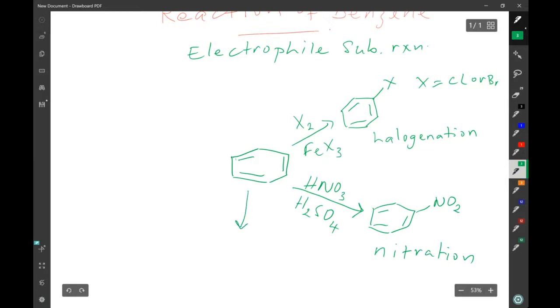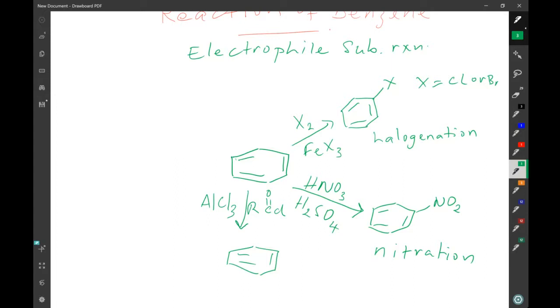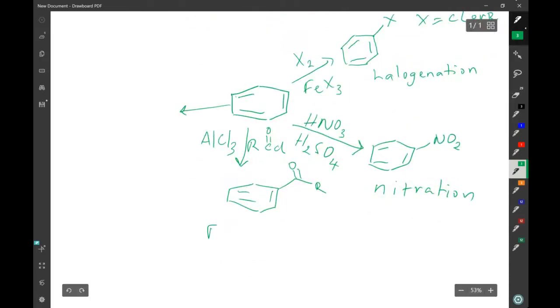The next type of reaction of benzene I expect you to know is the Friedel-Crafts acylation, where the benzene molecule reacts with an acyl chloride, and that acylation is catalyzed by a Lewis acid. In this case aluminium chloride would be the best Lewis acid. You can also use iron chloride to catalyze this reaction, and the product of your reaction would be as follows. This reaction is called the Friedel-Crafts acylation.